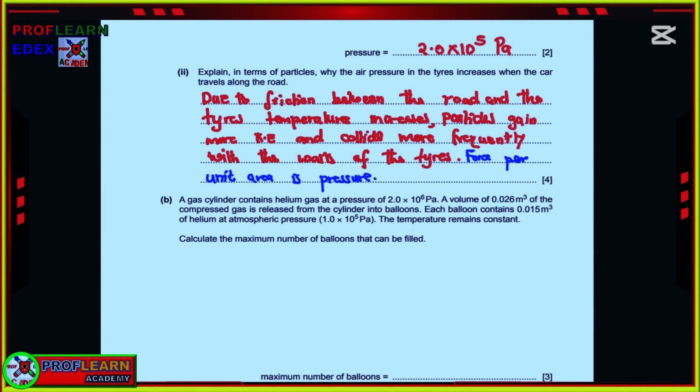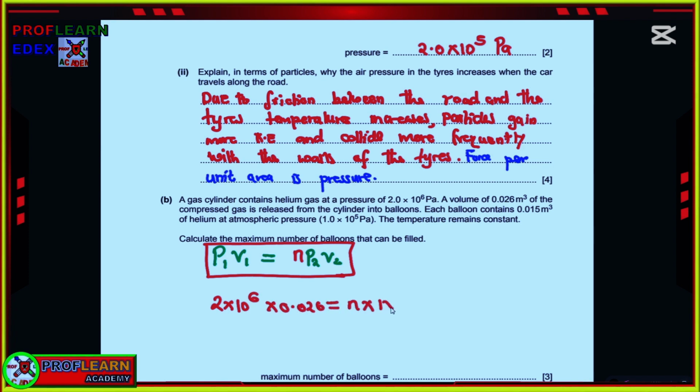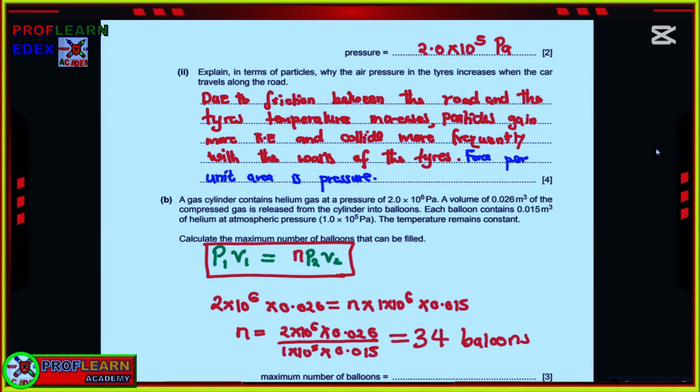Now we are going to use the formula P1 V1 equals P2 V2, but we are going to put N because of the number of balloons that we are talking about. Then substituting the values that we have here, we make N the subject of the formula, and that becomes over 1 times 10 raised to the power 5 times 0.015, and then this becomes 34 balloons.